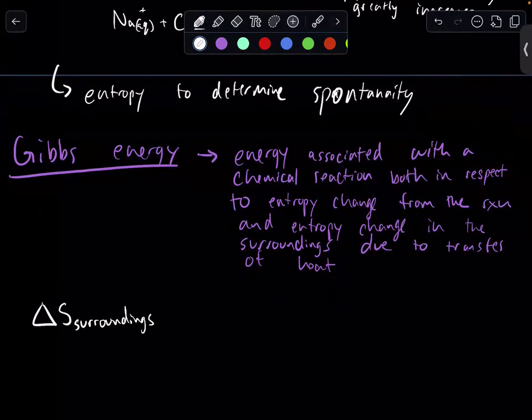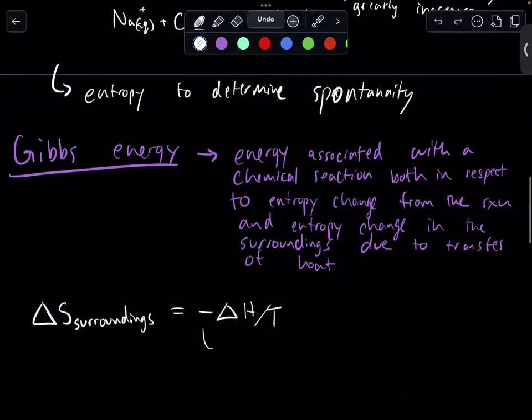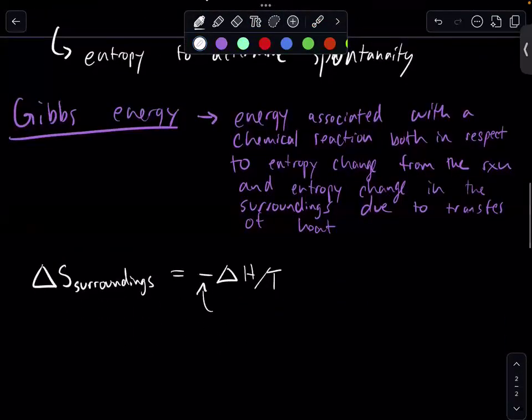What the heck is delta S of the surroundings? Well, the entropy change of the surroundings is a function of the enthalpy divided by the temperature, and you'll notice a negative sign. That is due to the fact that if we release heat, the entropy goes up. If we absorb heat, the entropy goes down. So it must be inverse from the system, because the heat going into the system is coming out of the surroundings and vice versa.